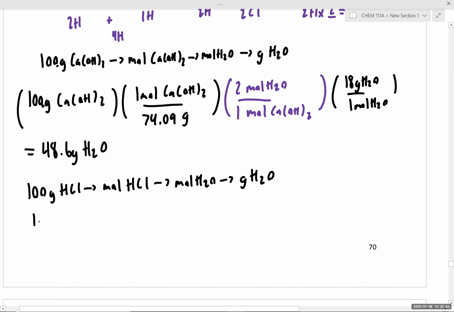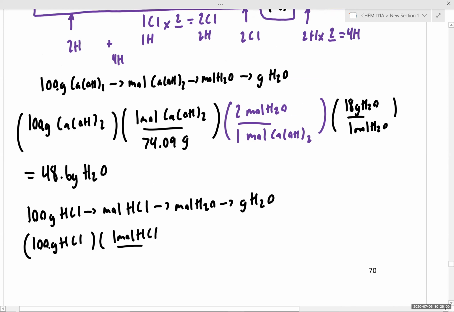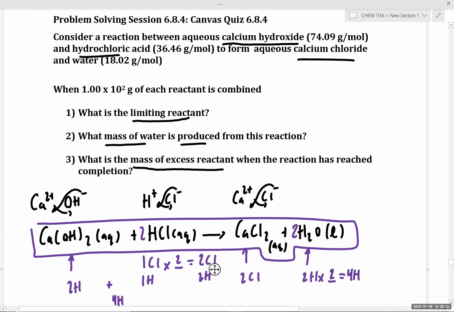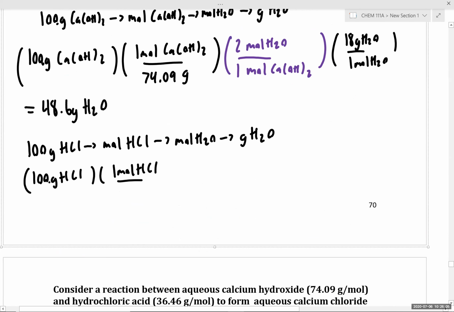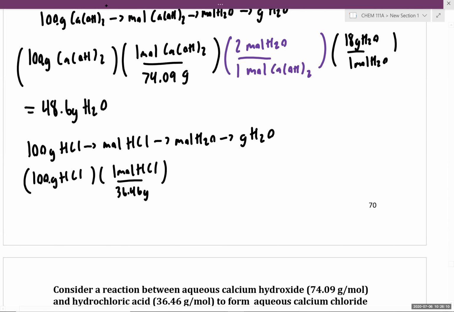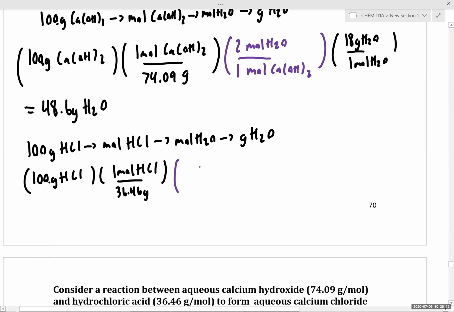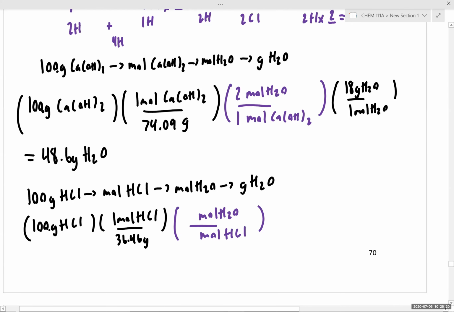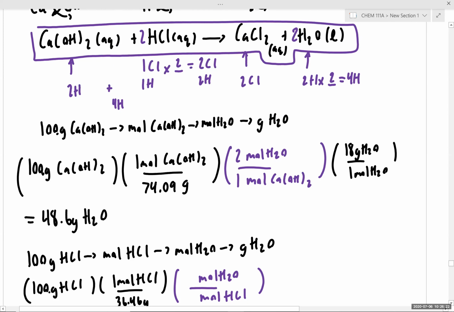hydrochloric acid. So if we have 100 grams of hydrochloric acid, we know that in 1 mole of hydrochloric acid, looking at our provided data, we have a mass of 36.46 grams. Now, checking our chemical equation, how many moles of water do we produce per mole of hydrochloric acid? What is our mole to mole ratio looking at our chemical equation?